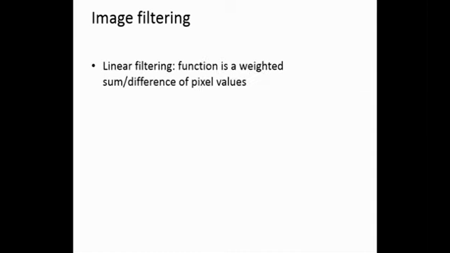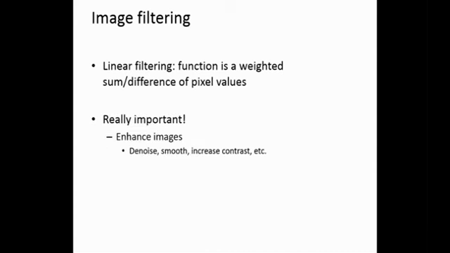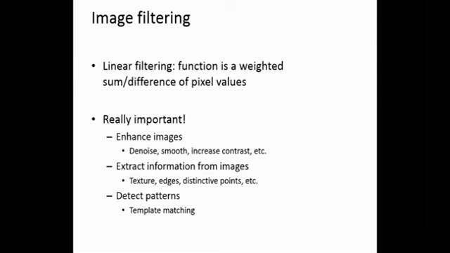So now we're going to talk about linear filtering, where that function that operates on local neighborhoods in the image is a weighted sum or difference of pixel values. This is a very important class of filters. So this can be used to enhance images, doing denoising, smoothing, increasing contrast. We can extract information from images about texture, edges, distinctive points. And we can detect patterns using template matching, all with linear filters.